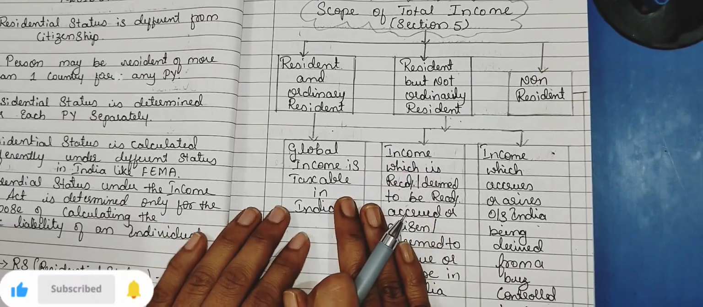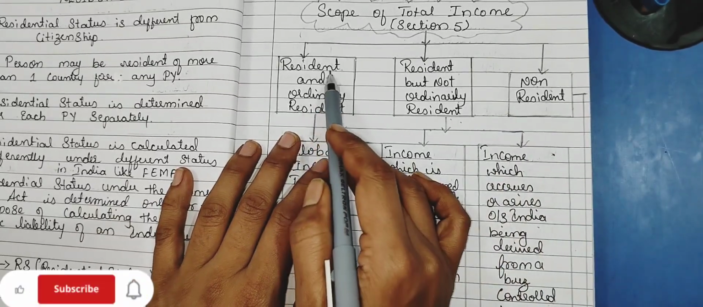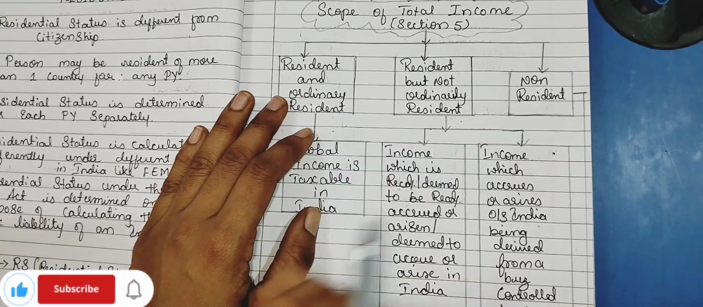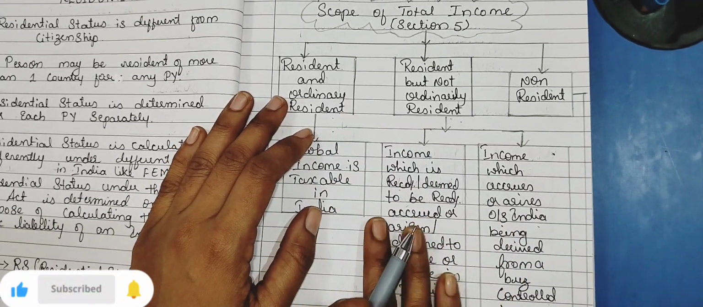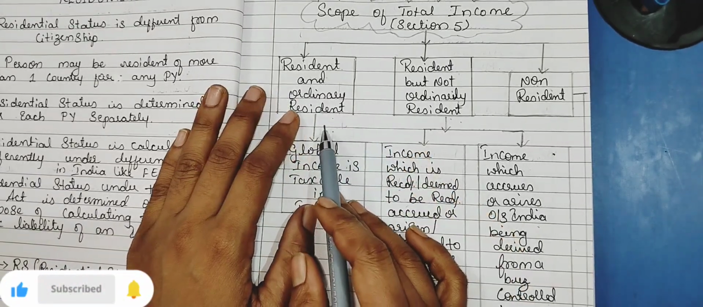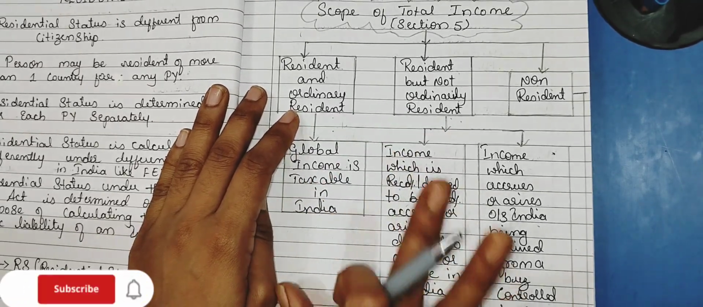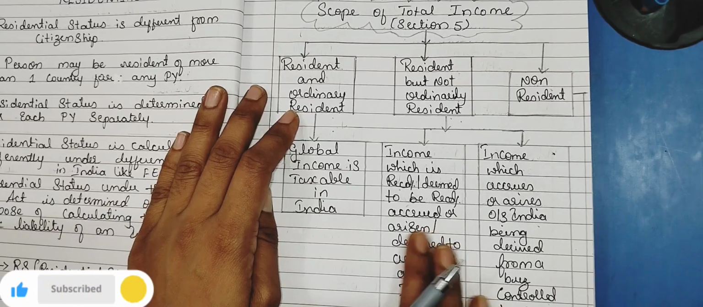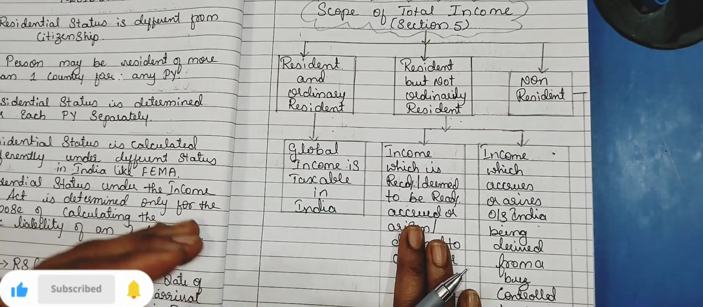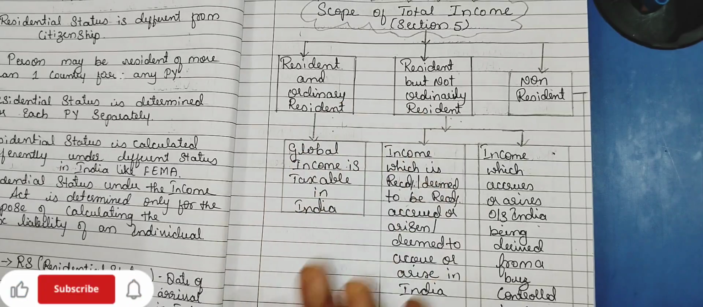Here, the residence is divided into three main categories. Okay, resident and ordinary resident. Resident and ordinary resident means if I state some conditions, and if I fulfill any one condition, then I will be called a resident. And I'm an ordinary resident: I never step out of India, I'm staying in India only. The person has not left India for any purpose. He's staying in India only, born and brought up in India only. Then he is called an ordinary resident.